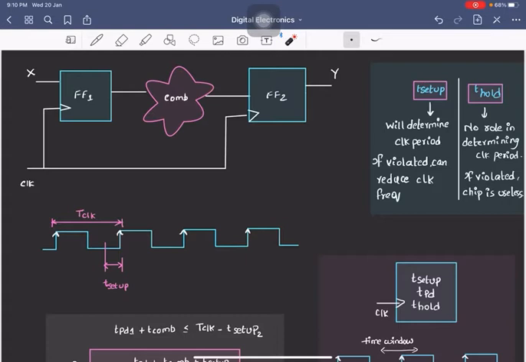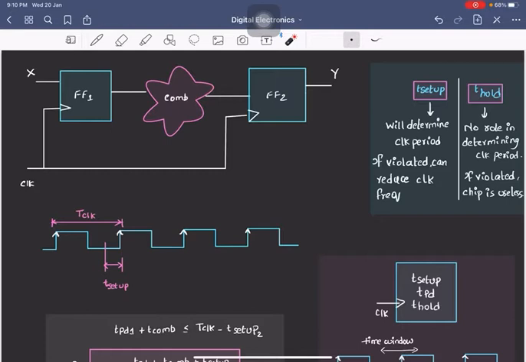To solve such types of questions, static timing analysis is necessary, but this video will not go through the complete analysis of static timing, only the necessary part for the GATE examination.